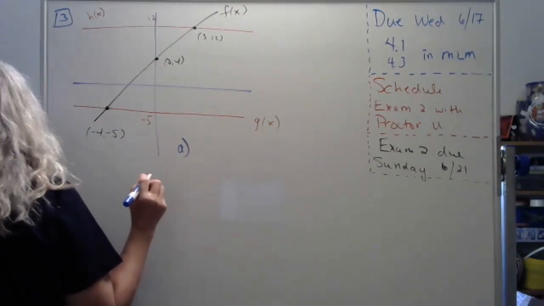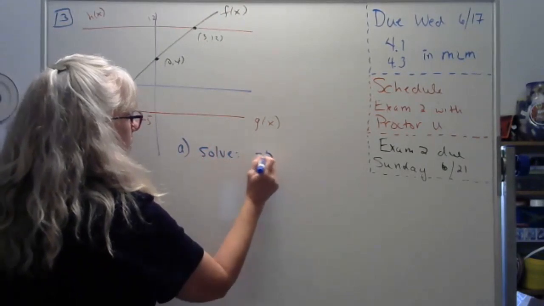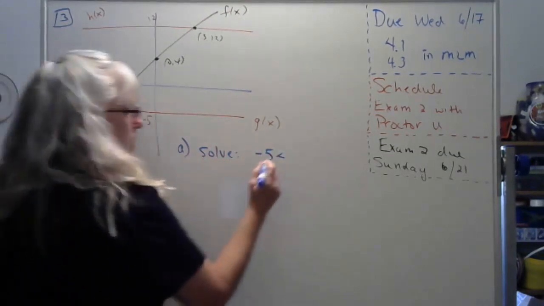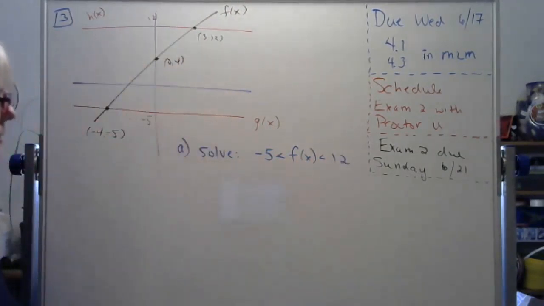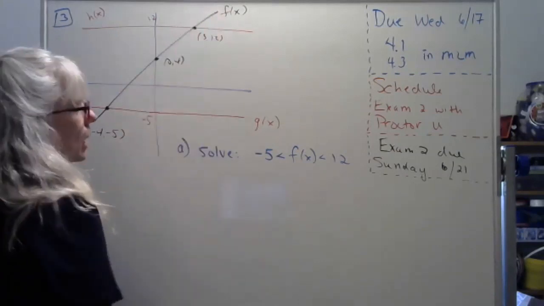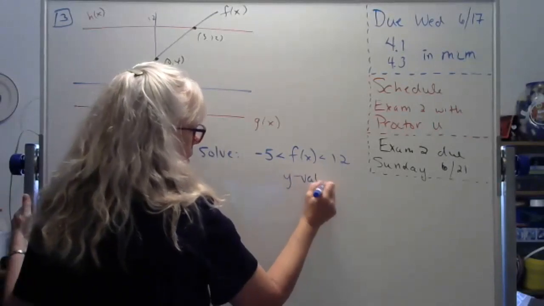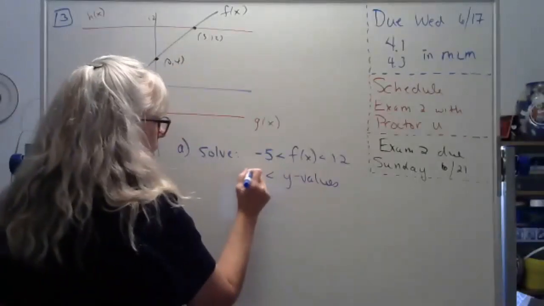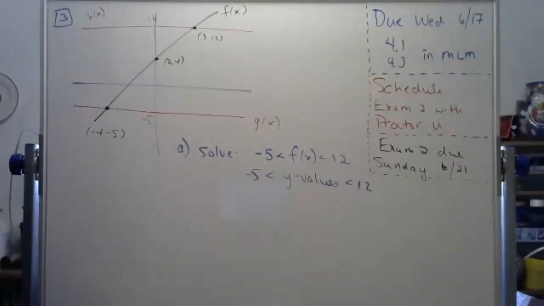So part A on the problem asks us to solve negative 5 is less than f of x, which is less than 12. So negative 5 is less than f of x is less than 12. So because it's dealing with f of x, all I'm going to look at is the black line that's on the board. And what they're really asking me is, where are the y values, because that's what f of x represents, between negative 5 and 12? And that's what the question's asking. Where are the y values of the picture between negative 5 and positive 12?